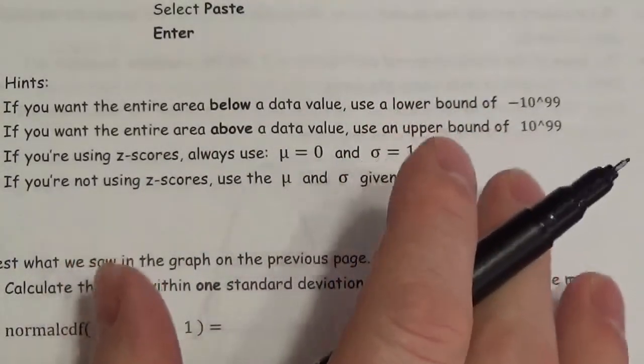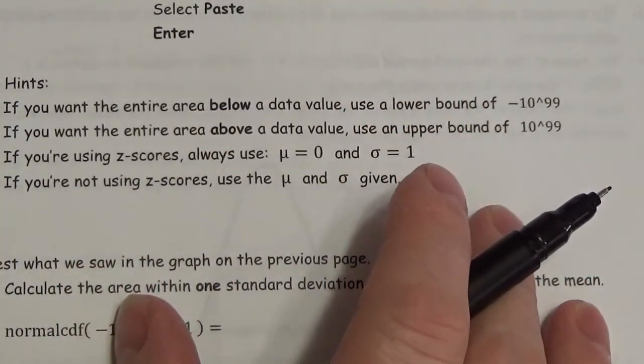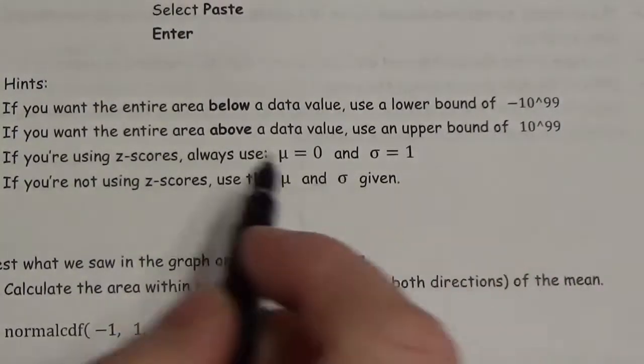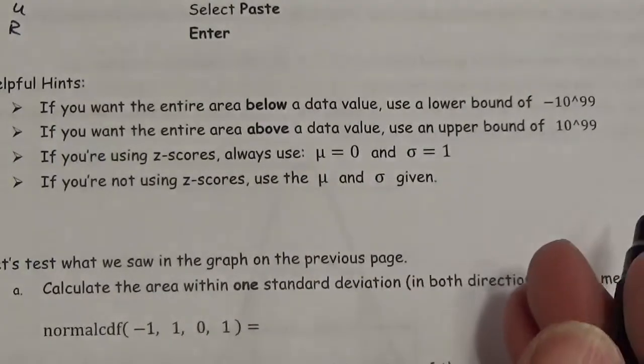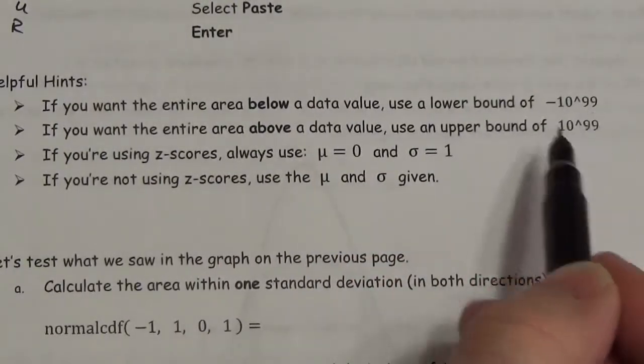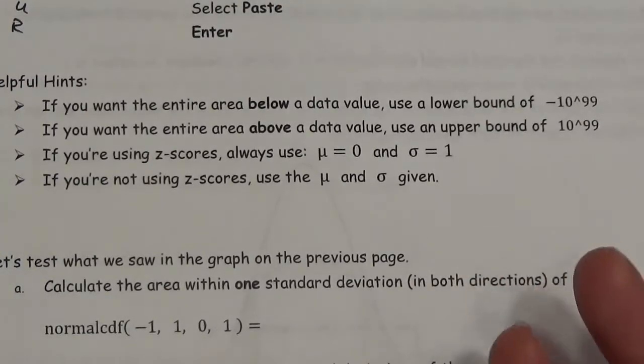Because of the nature of this particular curve, if you don't put a low-end boundary on that, then it's going to have to be -10 to the 99. Same thing if there's no upper-end boundary. If there is no right boundary, then it's going to be 10 to the 99. We're going to let the calculator think it's infinite.